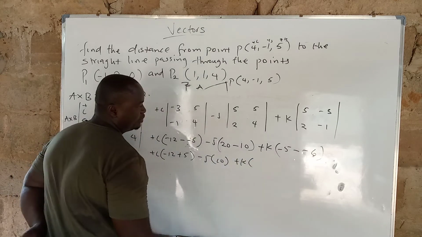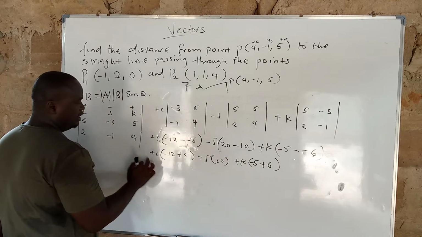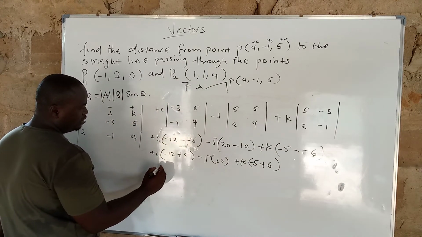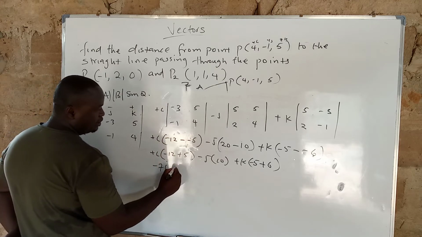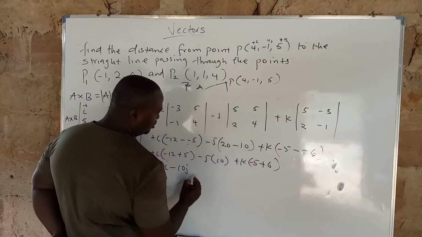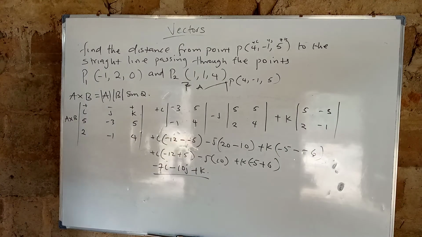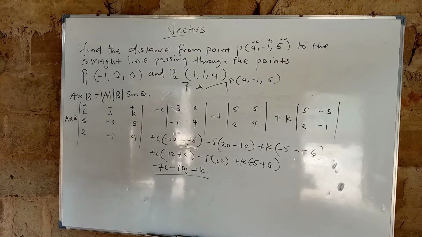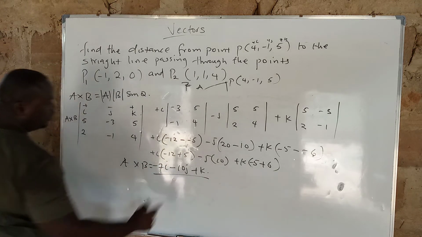This minus this will give you 5, minus 5 plus 6. And this minus this will give you 7, right? This will give you minus 7i minus 10j. This minus this will give you plus k. Now, this is A cross B. The answer to A cross B is this.